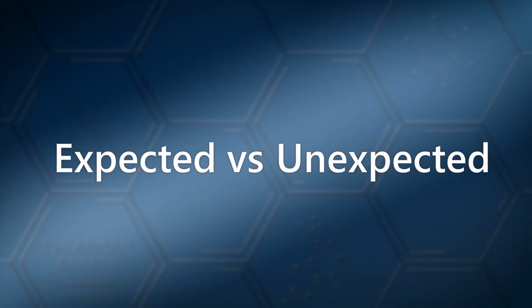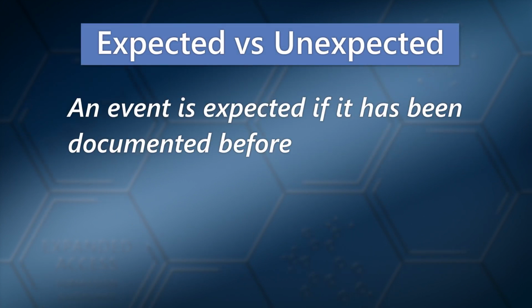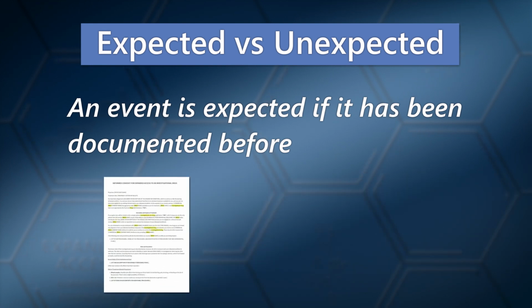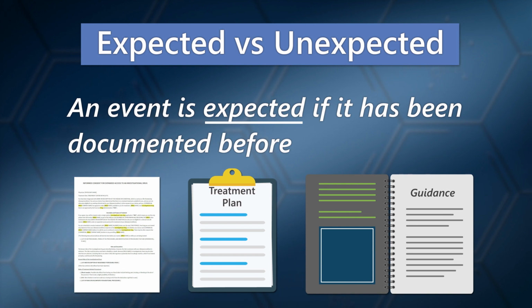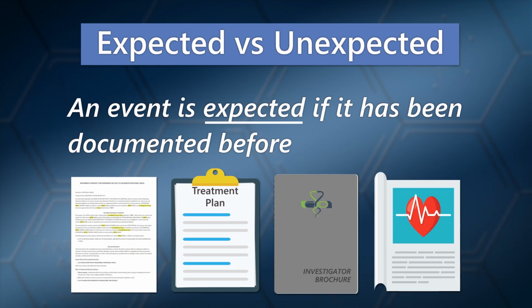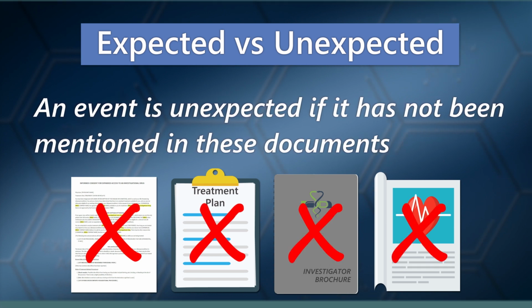The third important classification of adverse events is expectedness. Expected adverse events are ones that have been documented before. If the event is listed in the informed consent document, treatment plan or protocol, or the investigator brochure, it's expected. The investigator brochure, or IB, usually contains a whole section called Guidance for Investigators, with this information. Sometimes an event might be considered expected if it has been well documented in the medical literature as related to the investigational drug. An AE is considered unexpected if it's not mentioned in any of these documents.